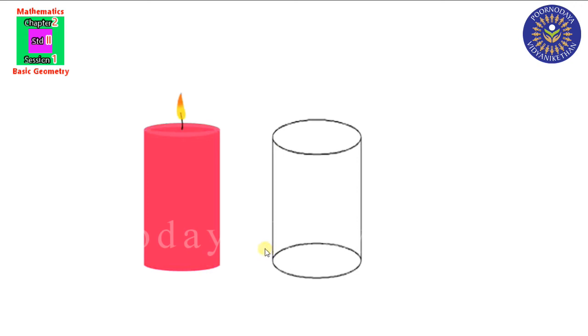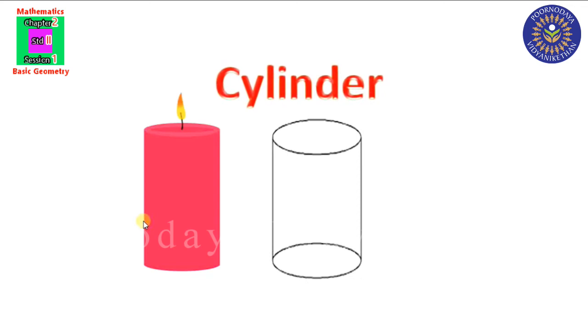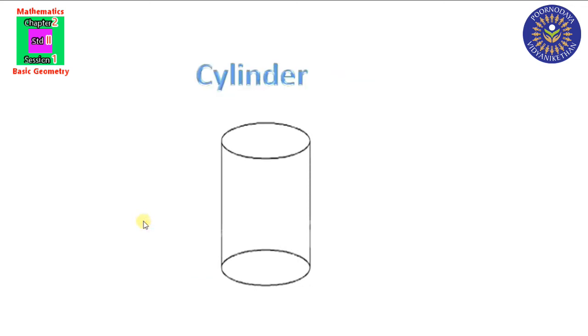Can you tell what it is? Yes, it's a cylinder. A candle is an example for a cylinder. Okay. Now you see here. Now we are going to learn more about cylinder. Look here. It has a curved face. Isn't it? A cylinder has a curved face.